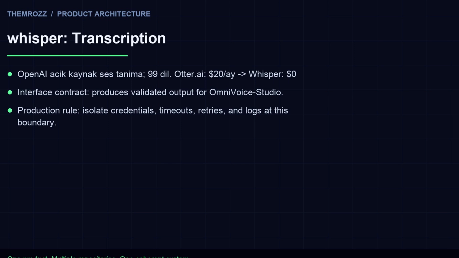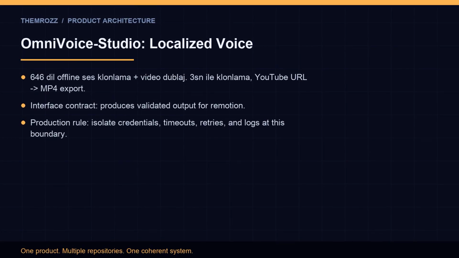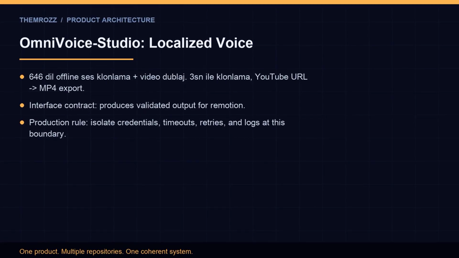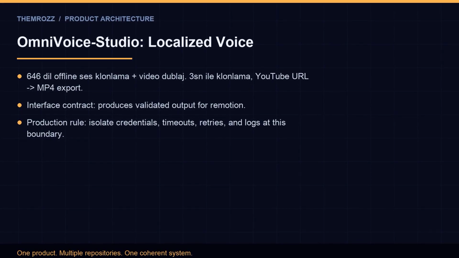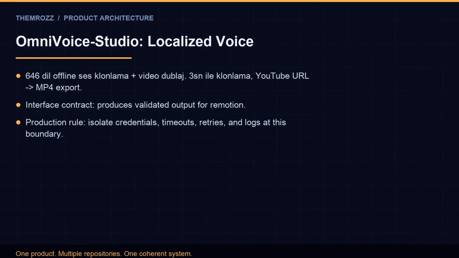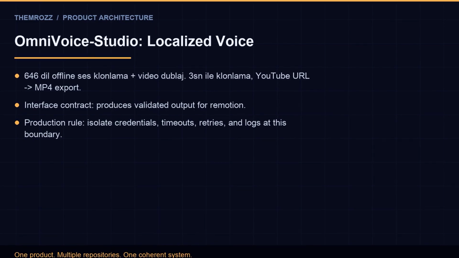Remotion reacts to this event. It pulls the original MP4, the dubbed audio, and the translated transcript. Using its programmatic video API, Remotion replaces the original audio track with the dubbed one, burns in captions from the transcript, and renders a new MP4. The service contract here involves passing video asset URLs and receiving a rendering status webhook. Once done, it uploads the final video to storage and emits rendering complete.